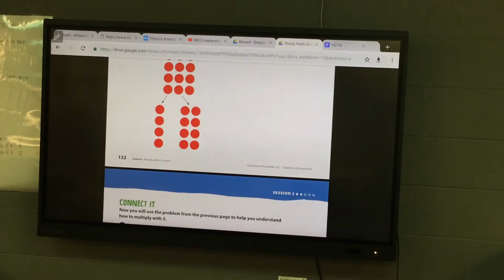You're welcome. Write down what you believe the equation for that first array is.